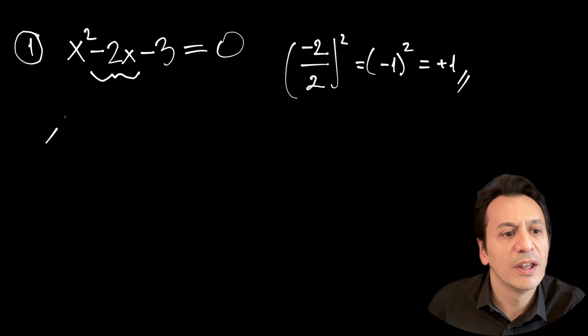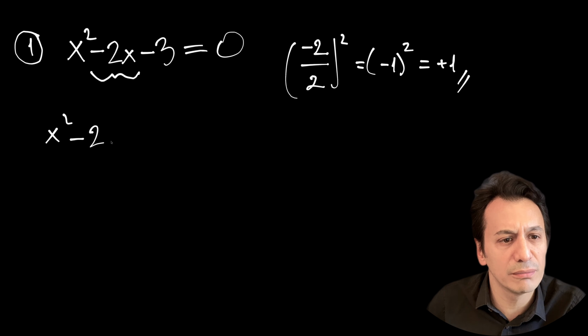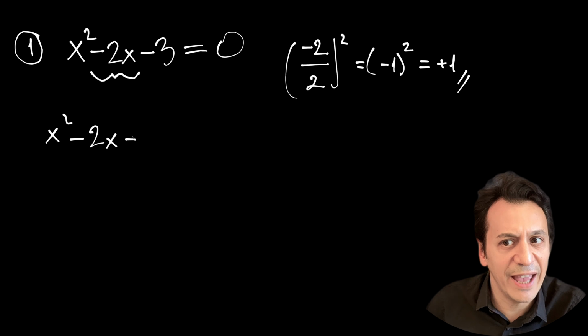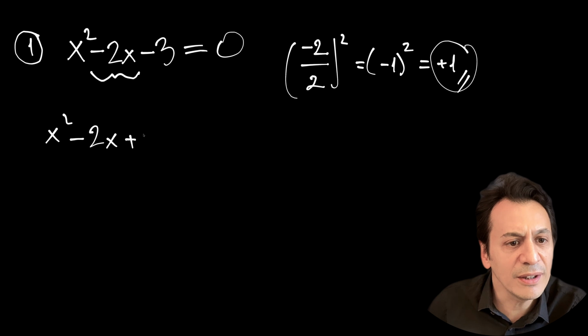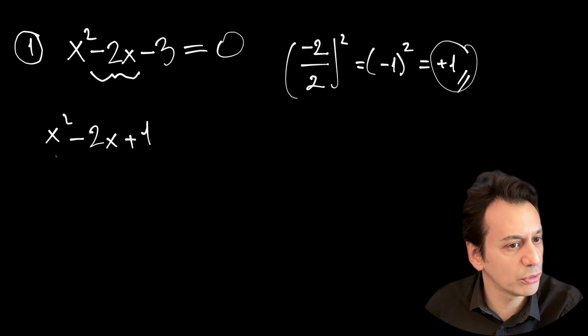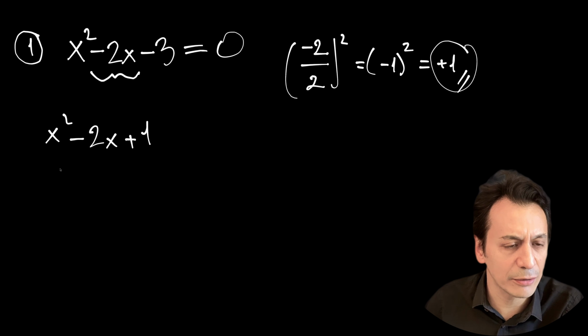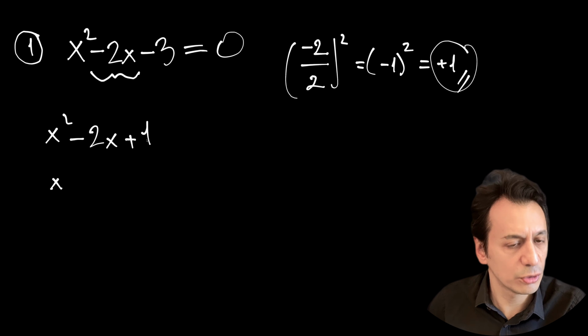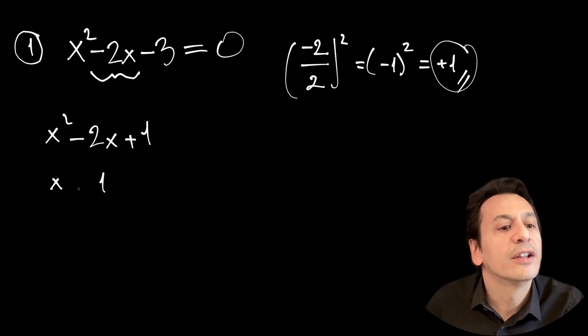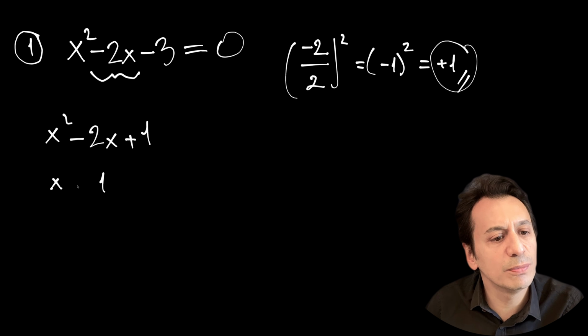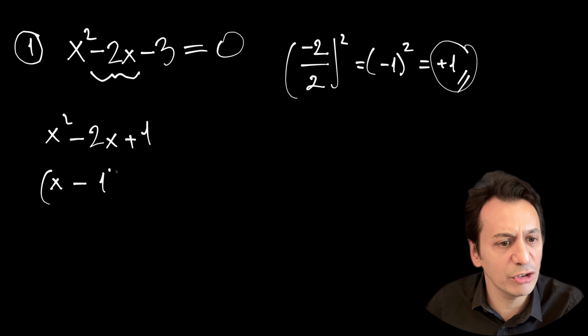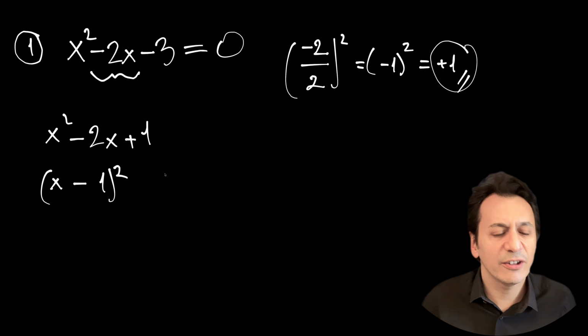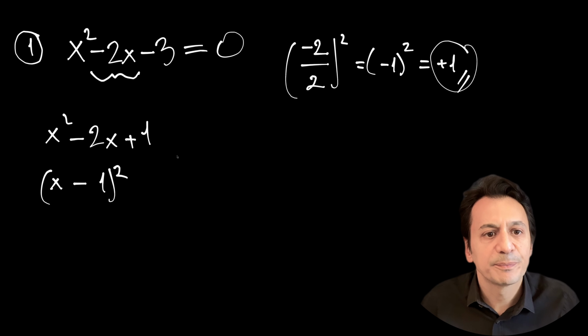Let's go. The first two terms, x squared minus 2x. Now I add this 1 and I have my perfect square. Let's check it out. Square root of x squared is x and square root of 1 is 1. The sign here should be a minus sign because the middle term is negative. So actually this is x minus 1 squared.